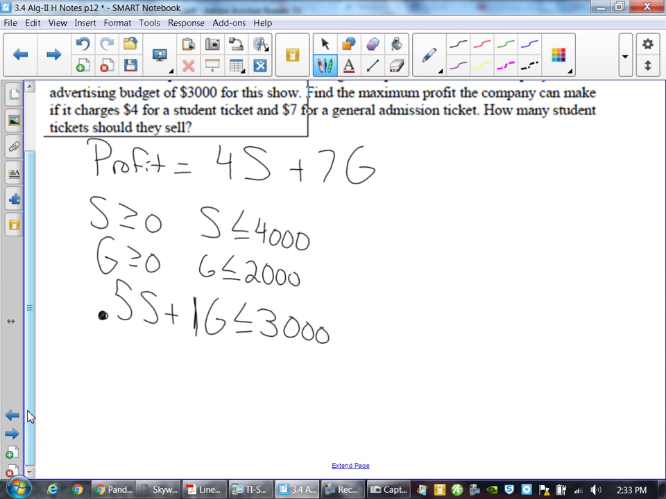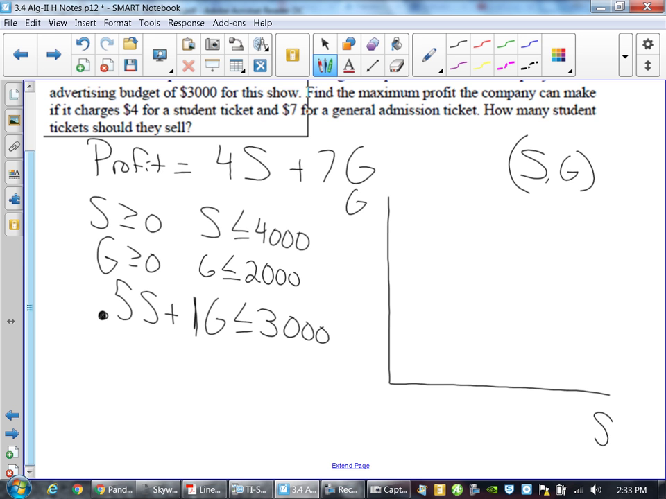So let's go through. We know it's first quadrant. This problem is kind of weird because we started with student and then we went to general admission. So I might say my student is my X, my general admission is my Y, and not go the other way. But just be careful on however you label it. It still works, but since I wrote it first, I'm going to do this. Whatever you write down first, if it's not alphabetical, make sure you label it, that way you don't mix it up, because a lot of times it'll flip-flop.